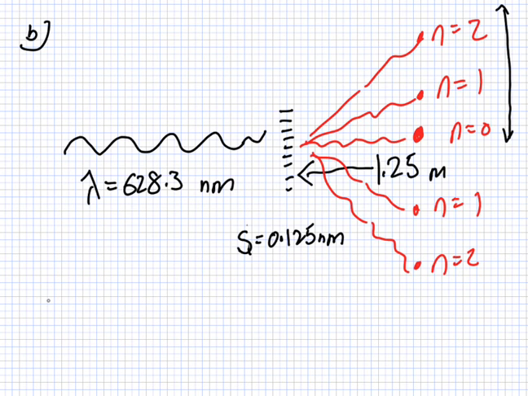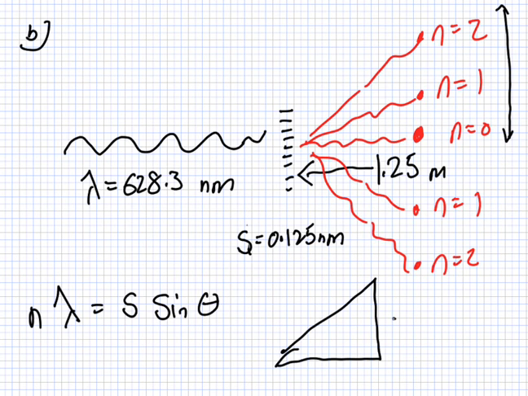Okay, so we can use the formula n lambda equals d sine theta, but we're not using d at the moment, we're using the letter s. So that's n lambda equals s sine theta. So if I just draw my triangle, we want this distance here. Let me just call that P.